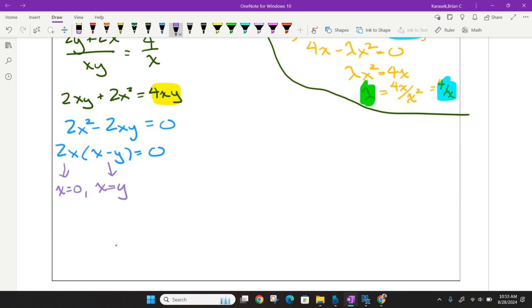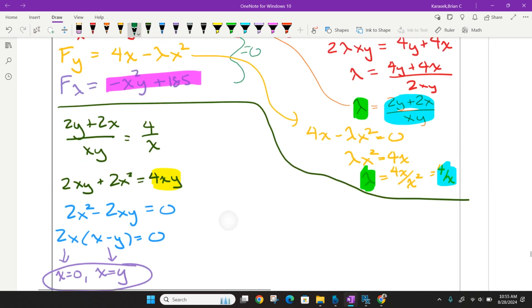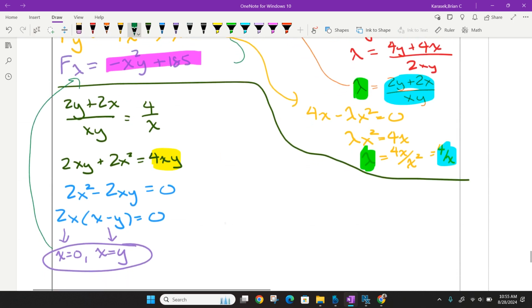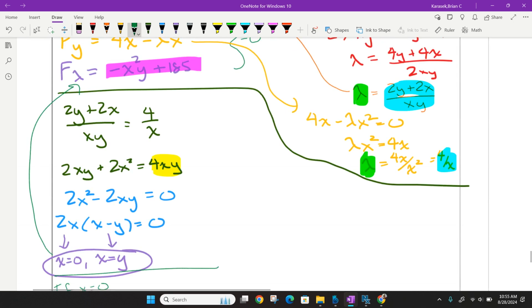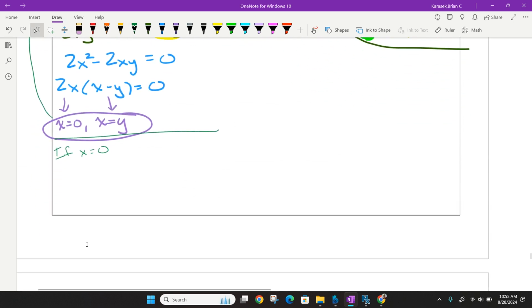Looks similar to last time, doesn't it? I'm going to take these two now and put them into that third partial and see if we can get values for them. The first possibility was if x is indeed 0, then we would have negative x squared y plus 185 equals 0. So negative 0 squared times y plus 185 equals 0.